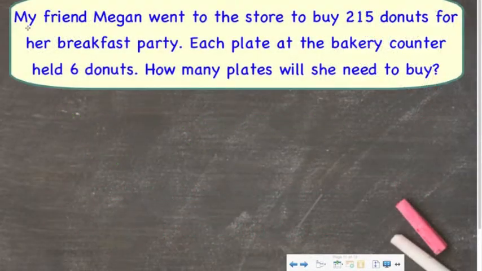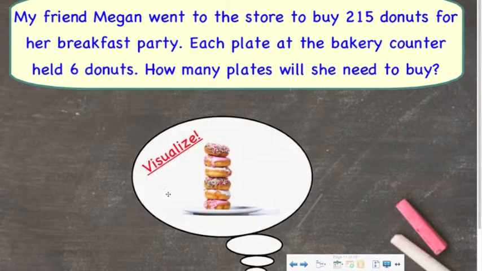My friend Megan went to the store to buy 215 donuts for her breakfast party. Now already in my head I'm thinking of what donuts look like. Each plate at the bakery counter held 6 donuts. How many plates will she need to buy? Good, so not only am I thinking 215 donuts, but I'm also thinking plates. So I'm kind of getting some sort of a visual like this in my head. Here's a plate, and it's holding 6 donuts, just like it tells me in my story.